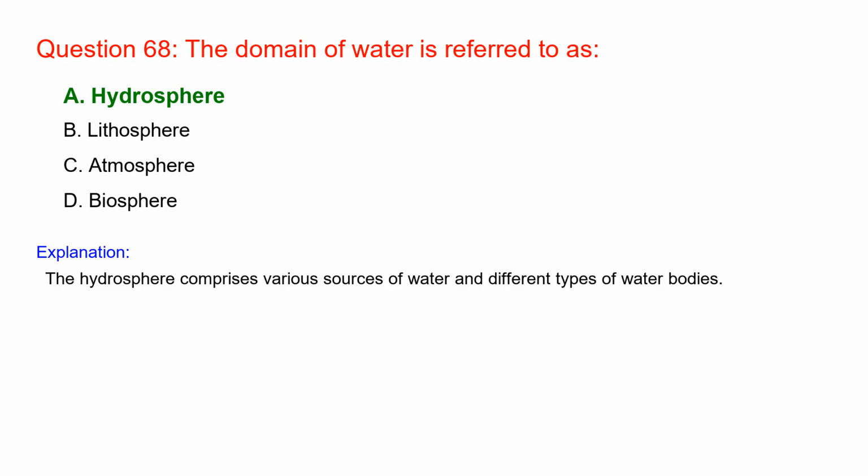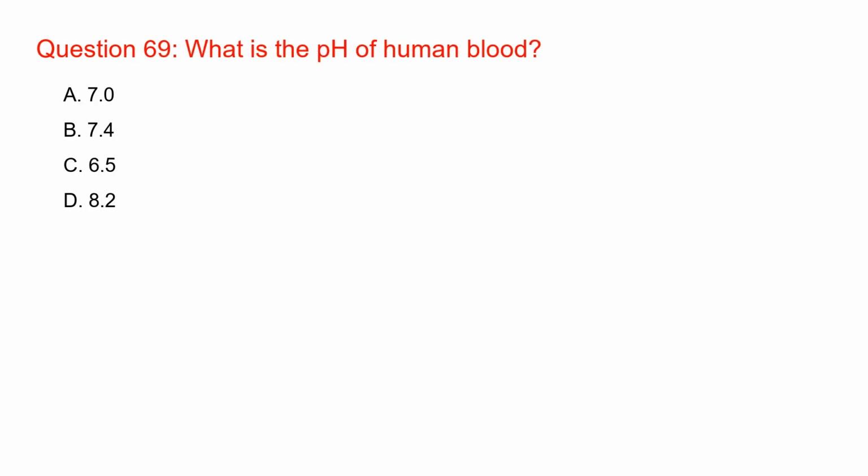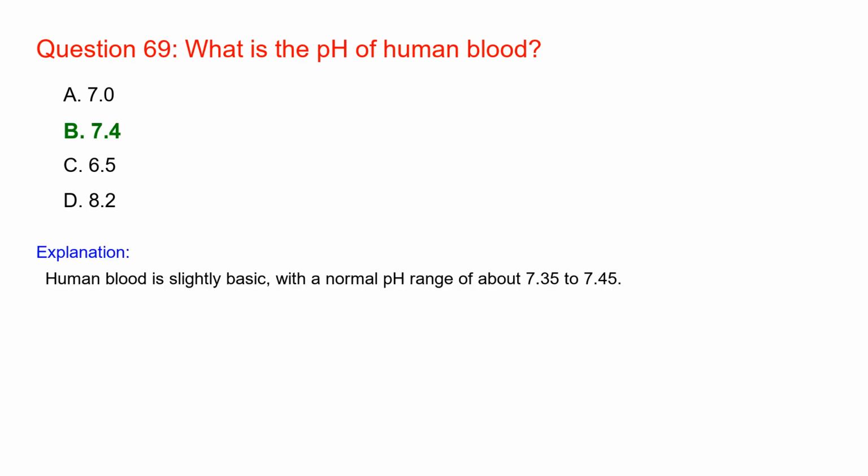The hydrosphere comprises various sources of water and different types of water bodies. What is the pH of human blood? 7.4. Human blood is slightly basic, with a normal pH range of about 7.35 to 7.45.